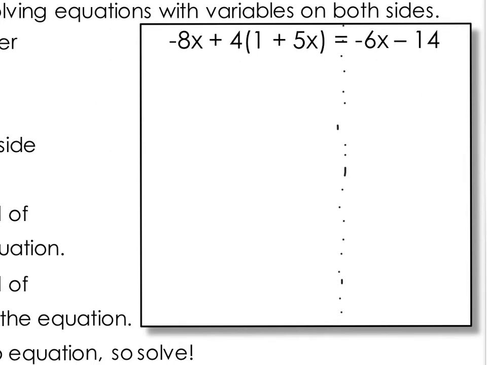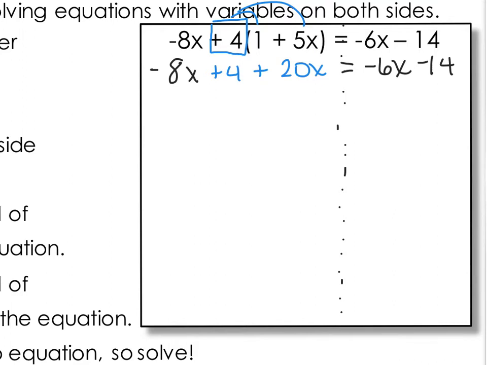All right, my parentheses here, first step, I'm going to distribute this +4 and watch that sign that precedes your number because it gets distributed as well to both the 1 and the +5x. So copy the rest of the problem, -8x, and then +4 times +1 is +4, and +4 times +5x is +20x, equals, copy the rest of the problem, -6x minus 14.